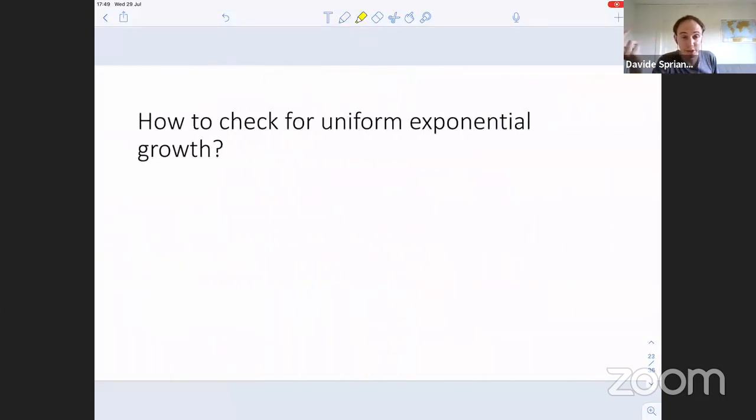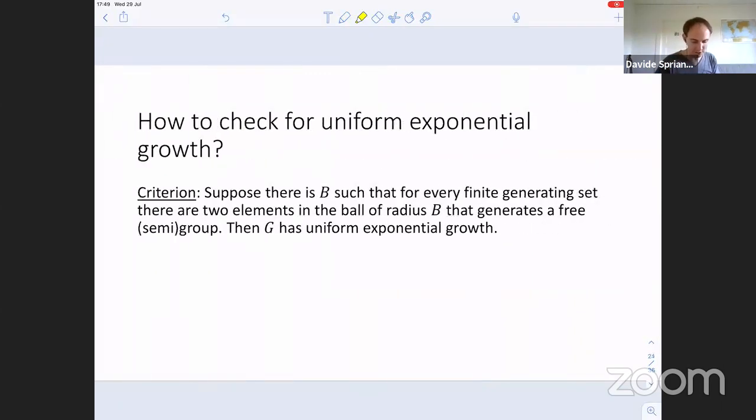Checking for uniform exponential growth is harder because you have to consider all generating sets. And Pingpong lemma are good, but sometimes there are some constants that go in interplay, and you need to be able to do something which is uniform and does not take in account constant. So how do people usually do? There is usually a criterion that allows to prove uniform exponential growth.